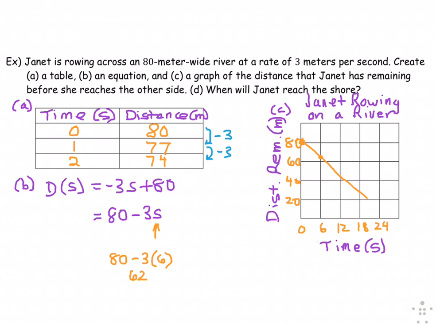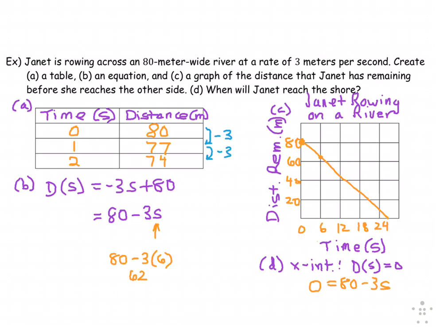Now, I'm intentionally not finding out what the x-intercept is because in part D, I need to find out when she will reach the shore, and I want to show the strength of the function that we wrote in part B in determining that, because I want to emphasize here the strengths of each of the components of how you could represent information.